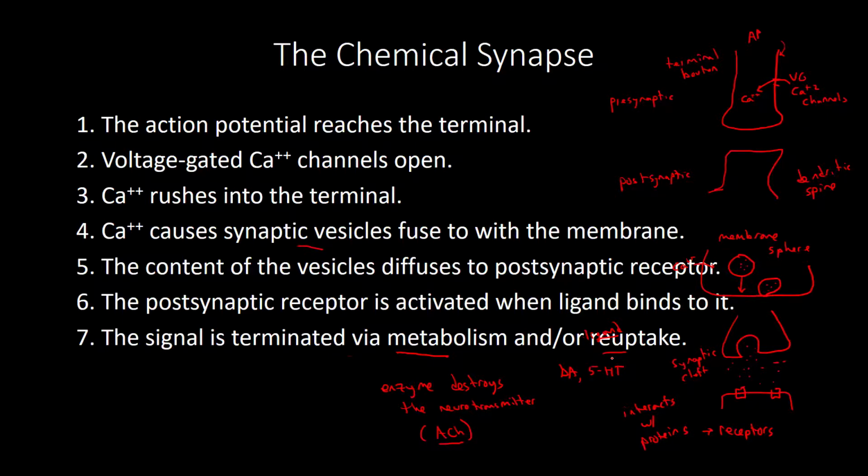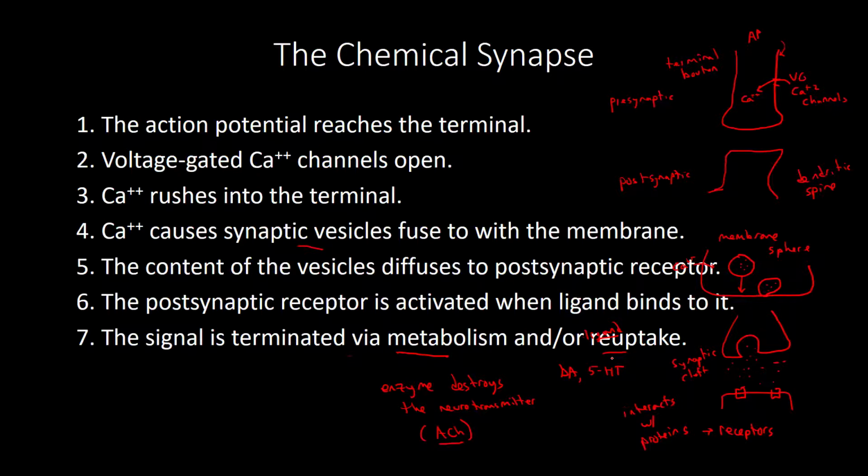Action potential hits the terminal. Voltage-gated calcium channels open. Calcium rushes into the terminal. That calcium is going to interact with synaptic vesicles. It's going to cause a cascade of biochemical reactions, causing those vesicles to fuse with the membrane. When the vesicles fuse with the membrane, they release their contents into the synaptic cleft. The neurotransmitter then will diffuse down its concentration gradient and interact with postsynaptic receptors. When it interacts with postsynaptic receptors, it will activate those receptors and will have a postsynaptic effect.